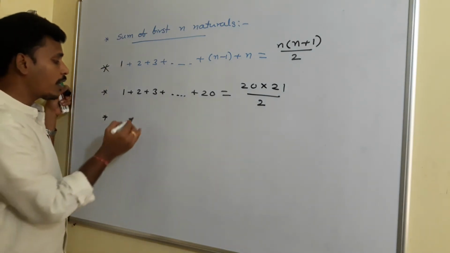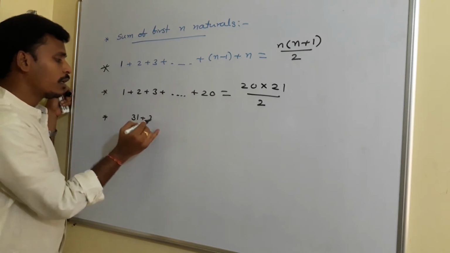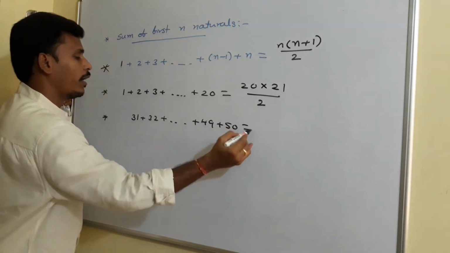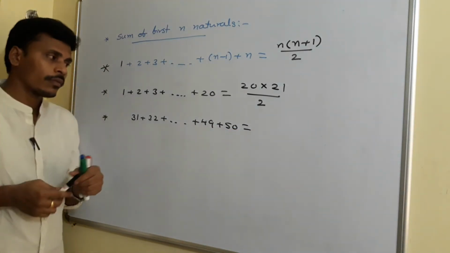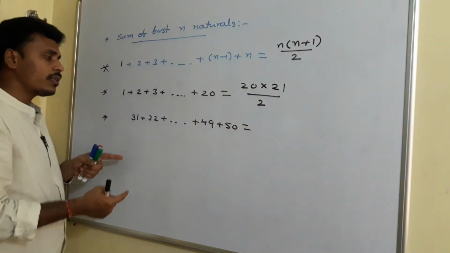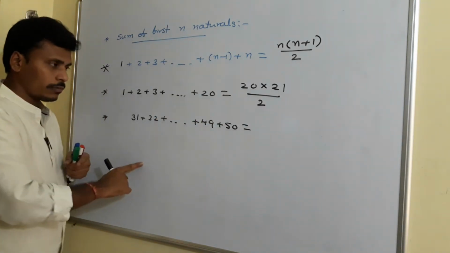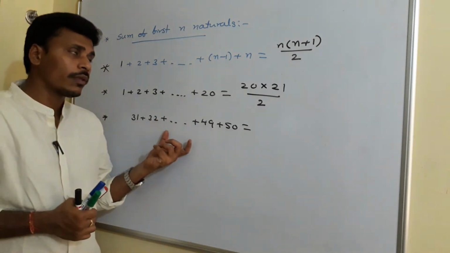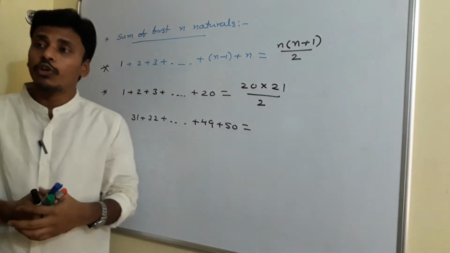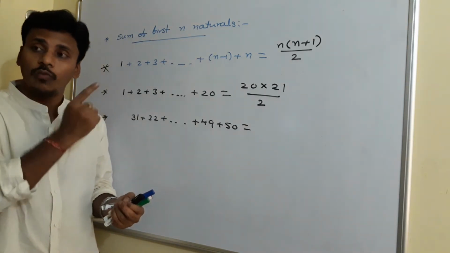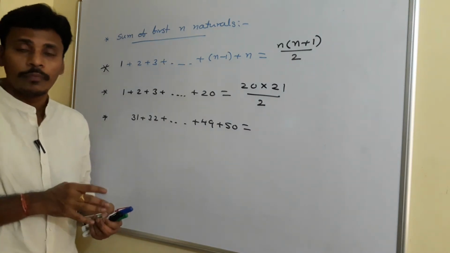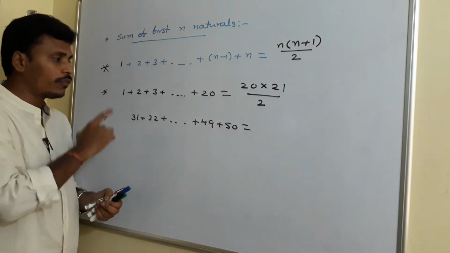Right? And for example, if anybody asks you to find 31 plus 32 plus and so on plus 49 plus 50, what is your answer? If you look at this, the summation is starting at 31 and ending at 50. In the sense there are 20 terms in this summation. But you can't take n as 20, because the formula n into n plus 1 by 2 is applicable only if the sum starts at 1. Here the sum is starting at 31, so you don't have a direct formula to find the sum from 31 to 50.